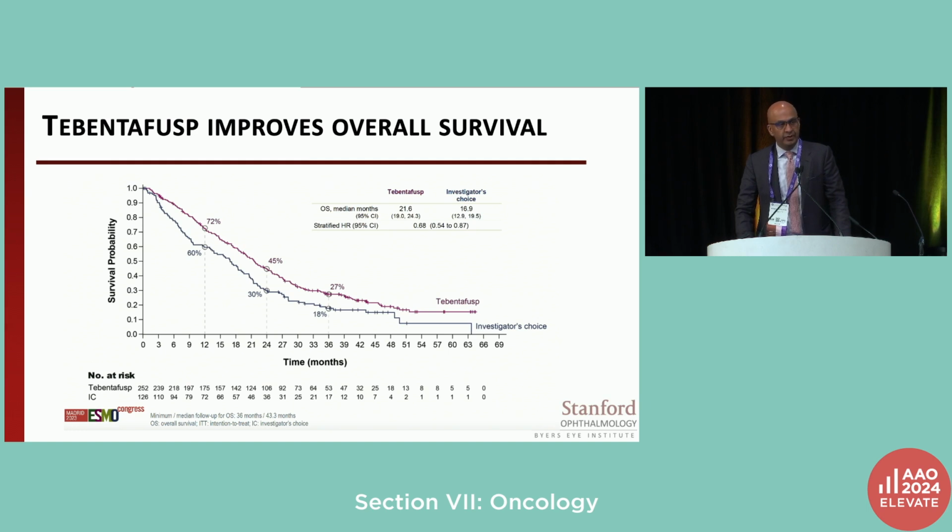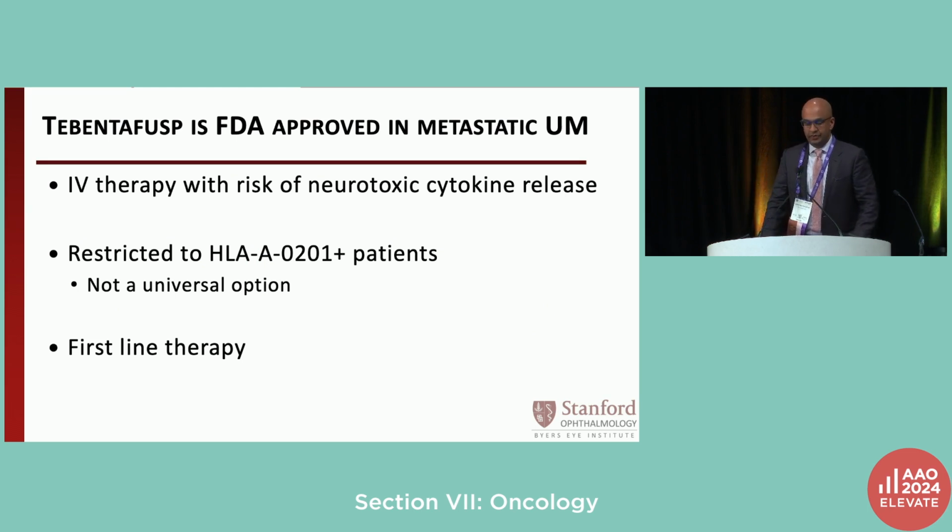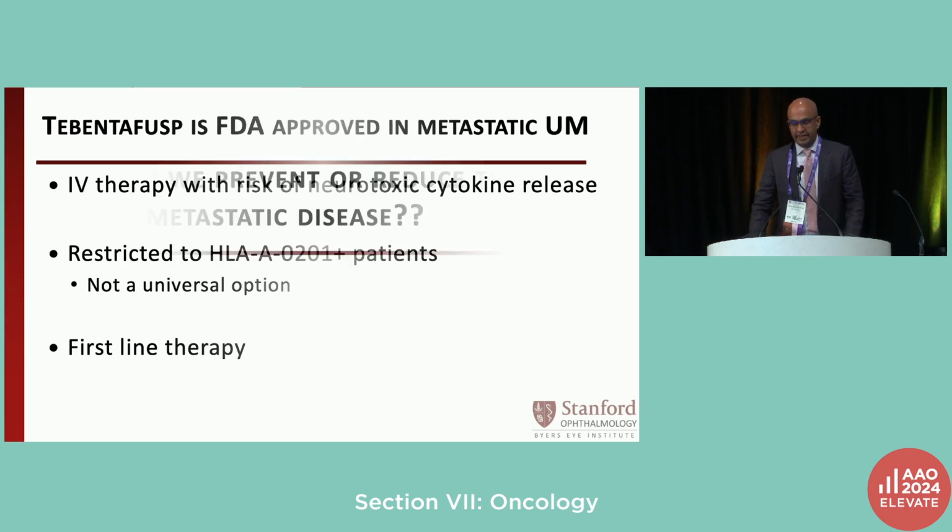A 3-year follow-up of a randomized clinical trial comparing tebentafusp infusions to investigator choice, which is usually monotherapy immune checkpoint therapy, shows that at each time point, 1, 2, and 3 years, there is a benefit for overall survival in patients using this medication. The curves go down, but there's still a separation between the patients being treated or not, so this benefit is significant. This is an intravenous therapy. It has a high risk of neurotoxicity, and it's restricted to patients with a certain HLA type, the A0201, which is not a universal option for patients, but a common HLA type, and now it is first-line therapy.